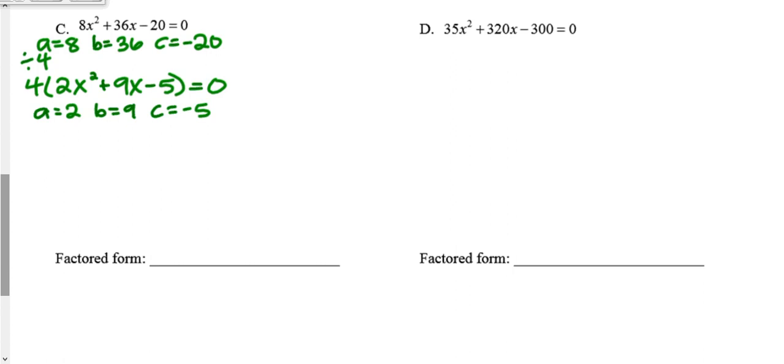So I'm going to look for two numbers that multiply to A times C, which would be -10, and also add to the B value, which is 9. So numbers that multiply to -10 and add to 9, those numbers would be 10 and -1.